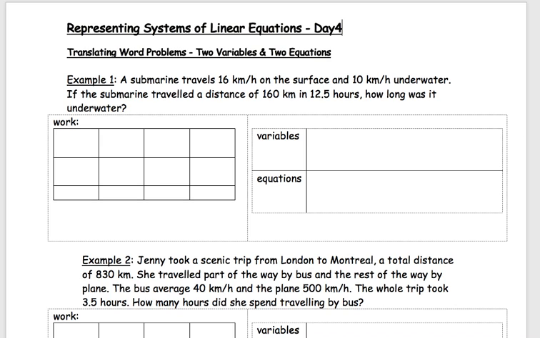Okay. All right, so we're going to start with a submarine here. It can travel up at the surface of the water, or it can travel underneath the water. We have some information about how fast it's traveling. So again, you see signs when you're driving with your parents, kilometers per hour, right? So the submarine can travel 16 kilometers per hour at the surface, 10 kilometers an hour under the water. So if the submarine travels a distance of 160 kilometers in 12.5 hours, how long was it under the water?